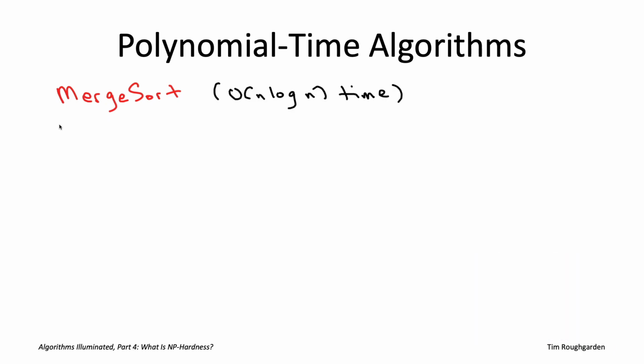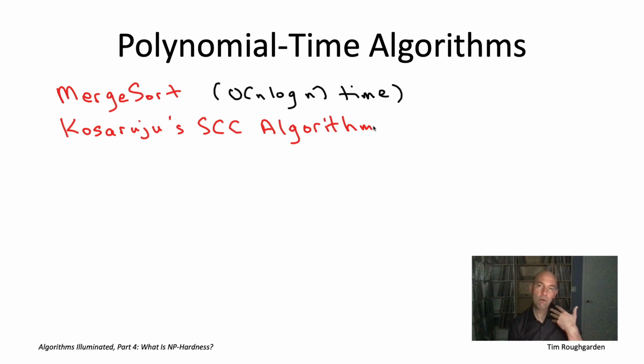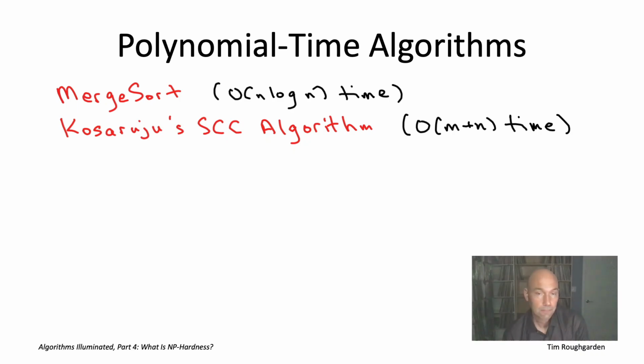In the context of graph search, we saw Kosaraju's linear time algorithm for computing the strongly connected components of a directed graph. You might remember this was the algorithm where you do 2 passes of depth first search to compute the strongly connected components. That was linear time, O of m plus n, where here I'm using m to denote the number of edges in the graph and n to denote the number of vertices.